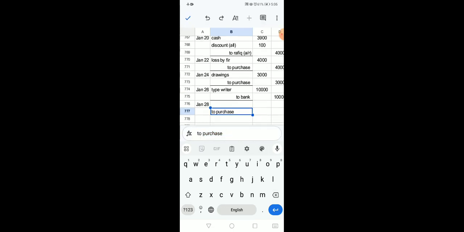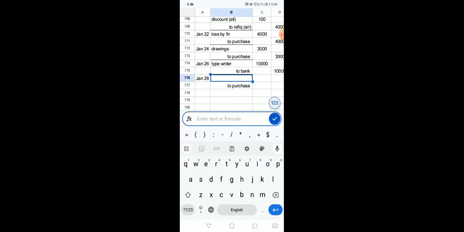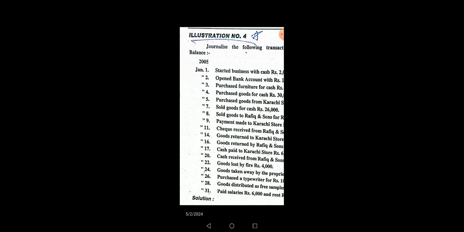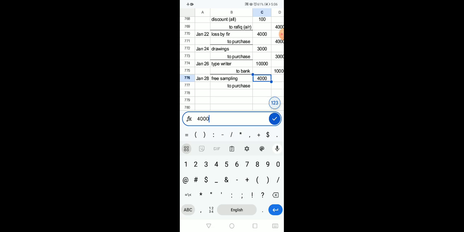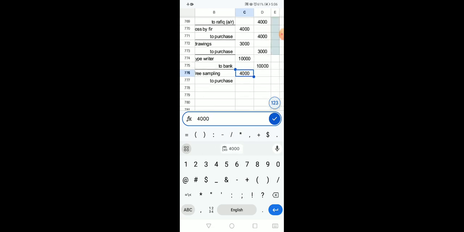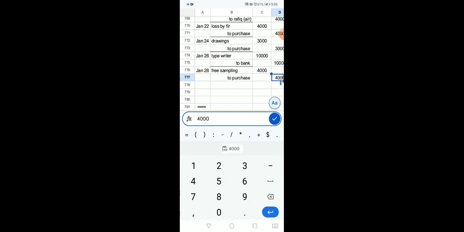All right, so goods I have given for the free sample. Obviously it's an expense, and should be mentioned on debit side, so free sampling as an expense would be written on debit side. Let's see for January 28 how much worth of goods have been given as free sample. It is 4,000, so you are going to write 4,000 on debit side, and the same amount you are supposed to write on credit side. This way January 28 is completed. Mark it as done by putting a closing line.